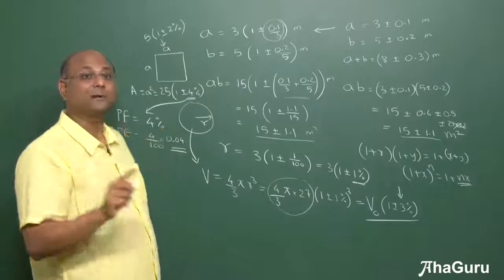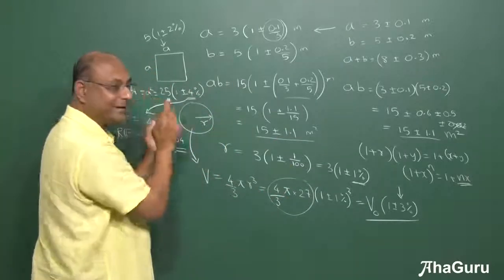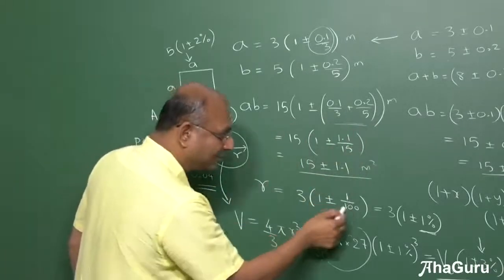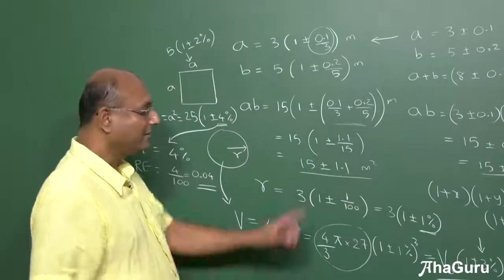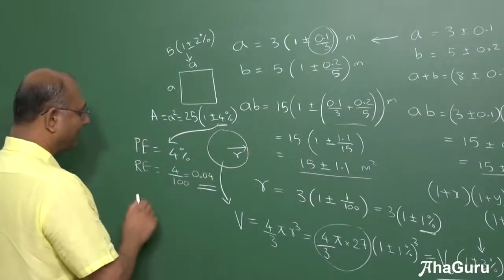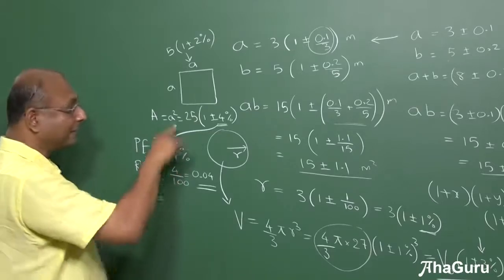Relative error is with respect to 1. 1 plus relative error. 1 plus 0.01, that would have been relative error. We write it as a percentage, you write it as 1%, that's all. Right? So this is the relative error. What is the absolute error?